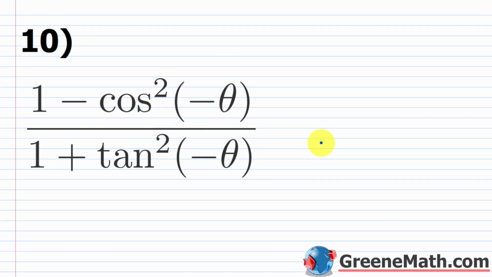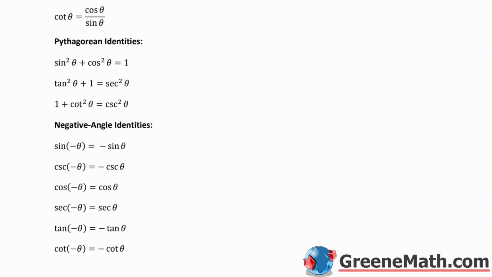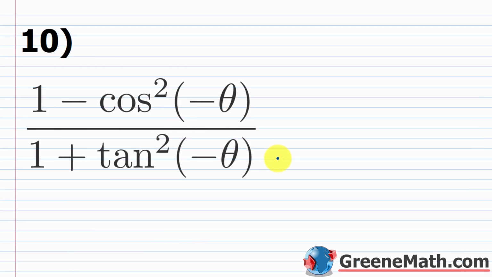All right, let's take a look at problem 10. So here we have 1 minus cosine squared of negative theta over 1 plus tangent squared of negative theta. And again, I would go to the little handout that we have, and we look at negative angle identities, or some books call these the even odd identities. Remember, cosine is an even function, so the cosine of negative theta is equal to the cosine of theta. And then tangent is an odd function, so the tangent of negative theta is equal to the negative of the tangent of theta. Okay, so coming back up here, I'm just going to use that property to replace this guy right here and say this is 1 minus cosine squared theta.